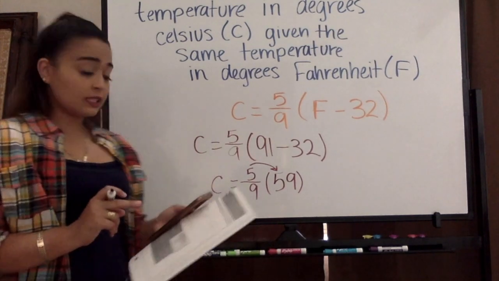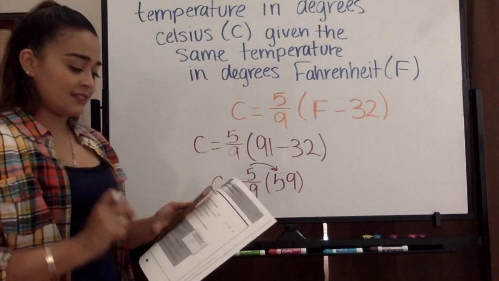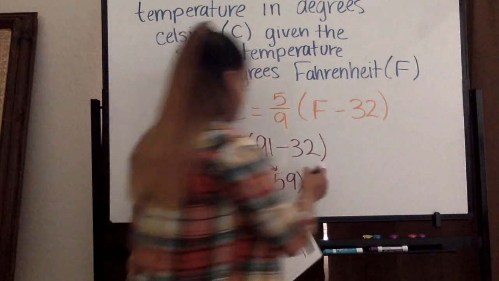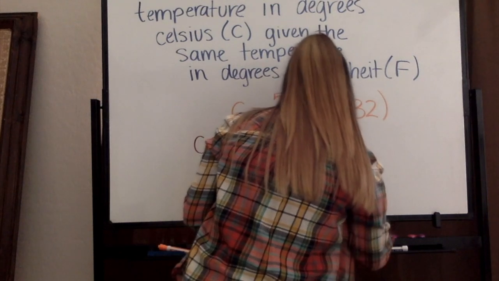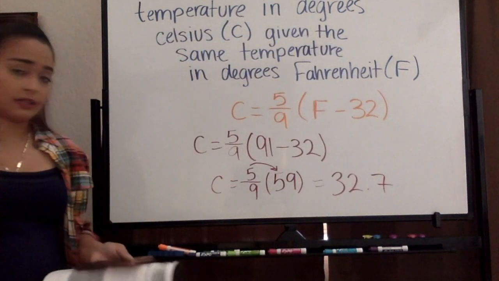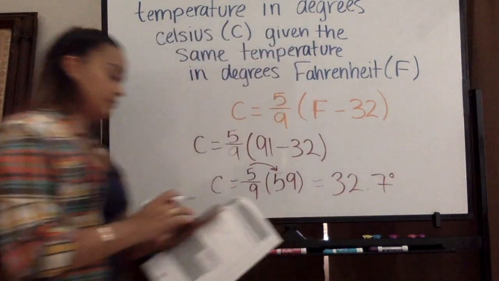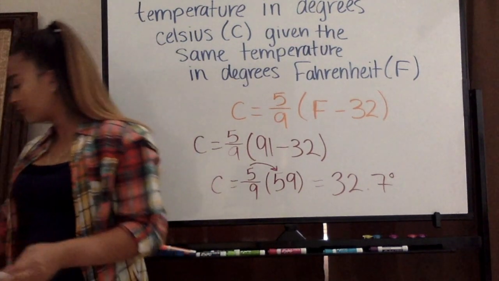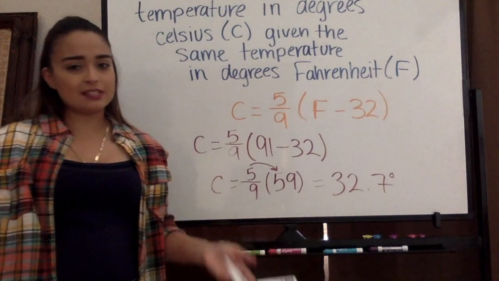So that gives us 32.7777778 degrees Celsius, which we will just leave at 32.7 degrees Celsius. Okay? Does that make sense to you guys?